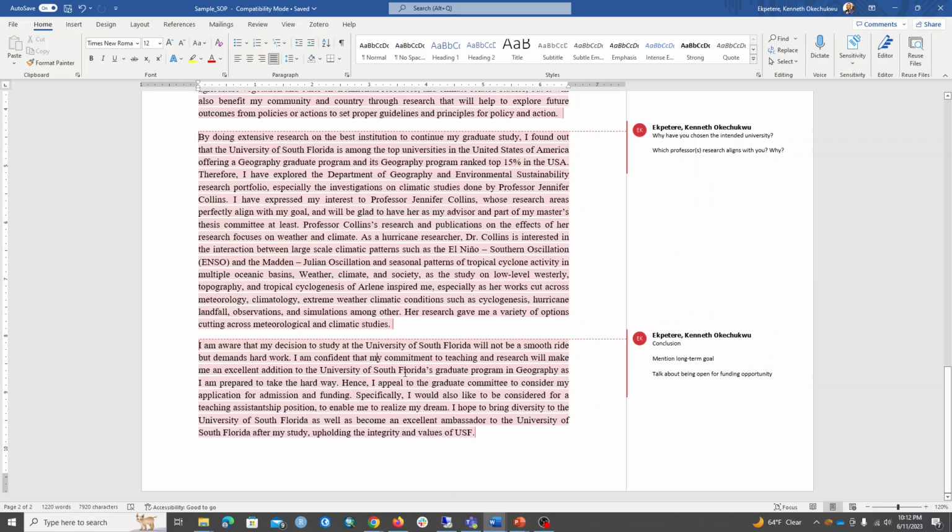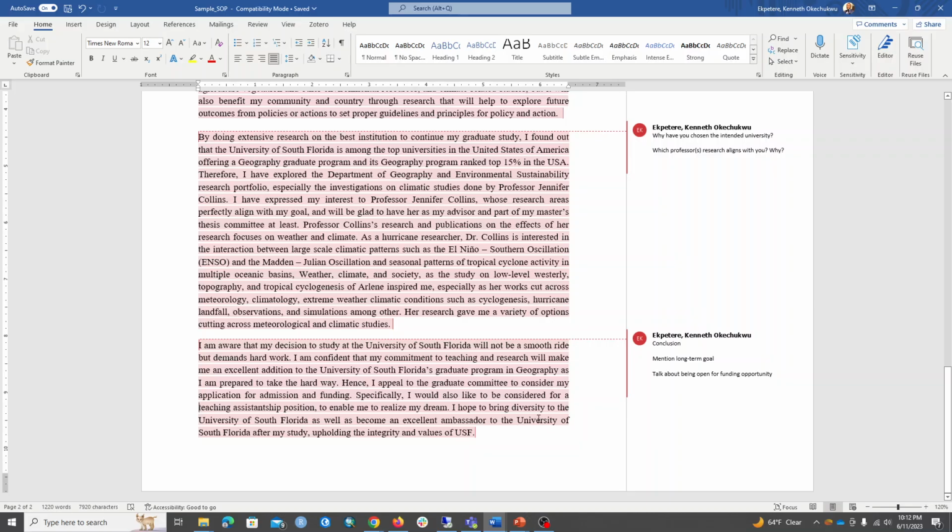I'm confident that my commitment to teaching and research will make me an excellent addition to the University of South Florida's graduate program in geography, as I'm prepared to take the hard way. Hence, I appeal to the graduate committee to consider my application for admission and funding. Specifically, I would like to be considered for a teaching assistantship position to enable me to achieve my dream. This can be written in a different way, but the key word here is she wants to be considered for a graduate teaching assistantship position, right?